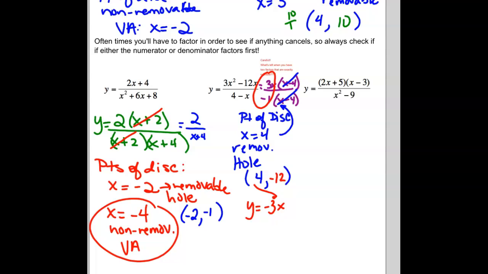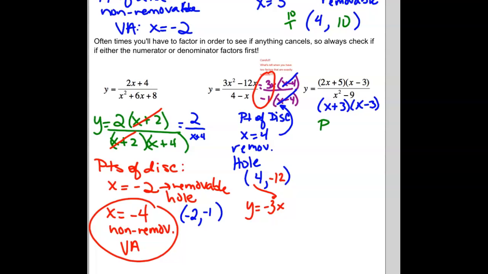All right, our third example is already factored in the numerator, but the denominator can be factored into x plus 3 and x minus 3. All right, so we have 2 points of discontinuity.